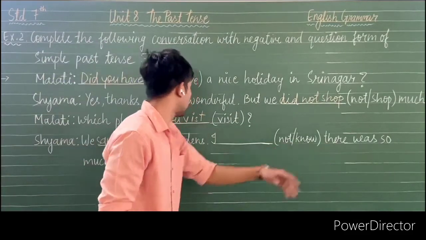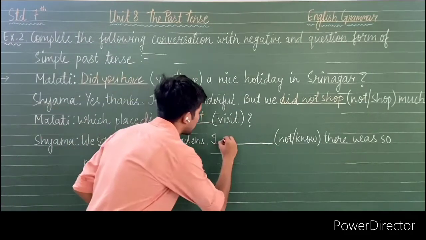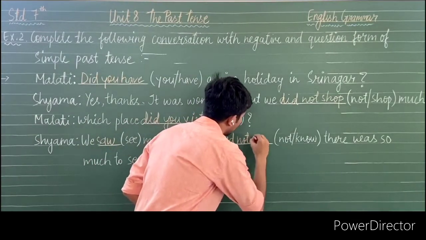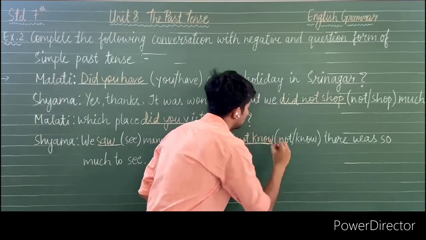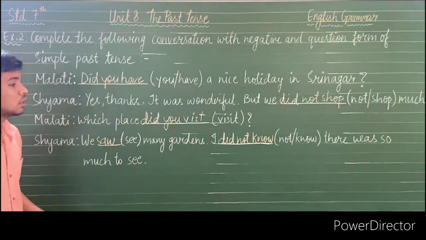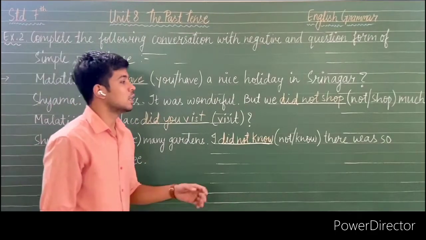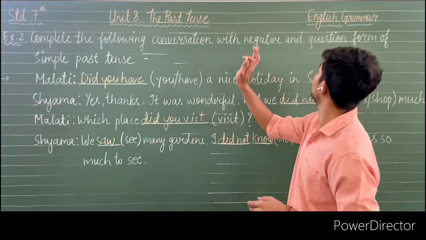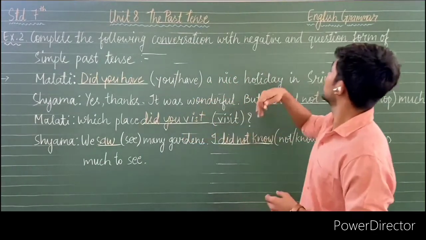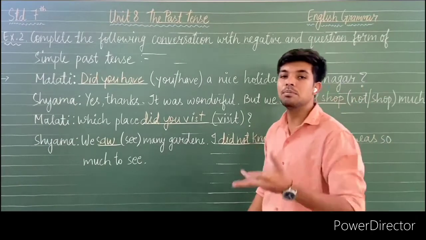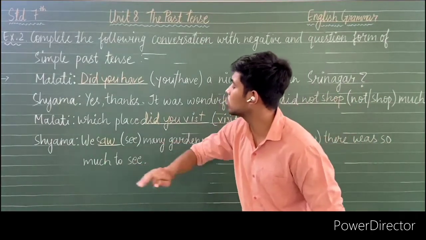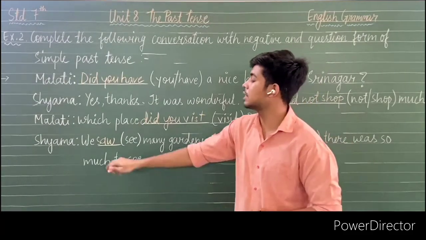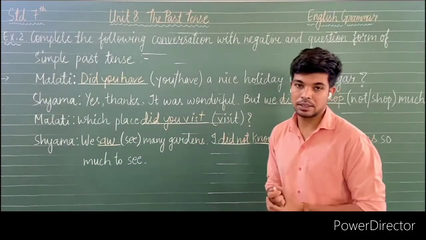I not know there was so much to see. So, I did not know there was so much to see. So this exercise is completed with the help of negative and question form of the simple past tense. Here we have also used a positive sentence of simple past tense. It is simply: we saw many gardens.